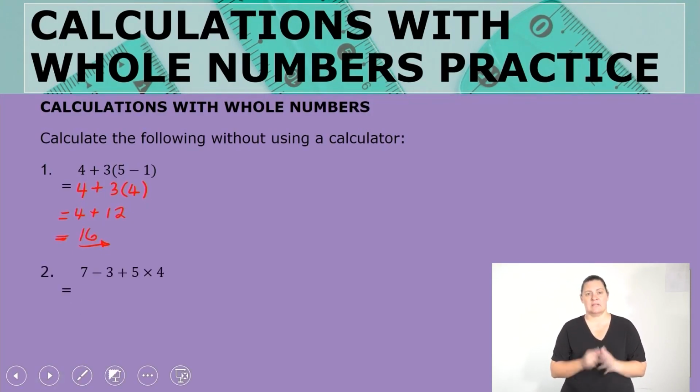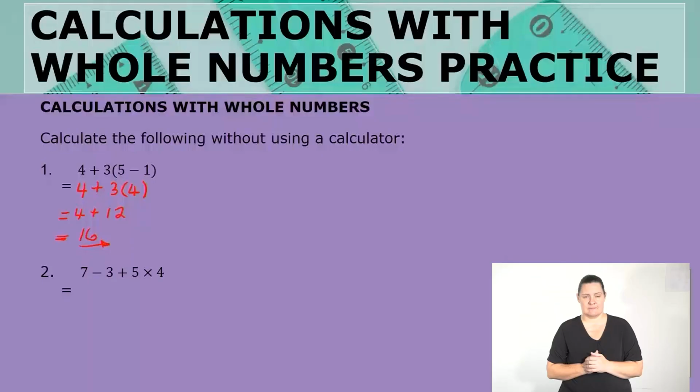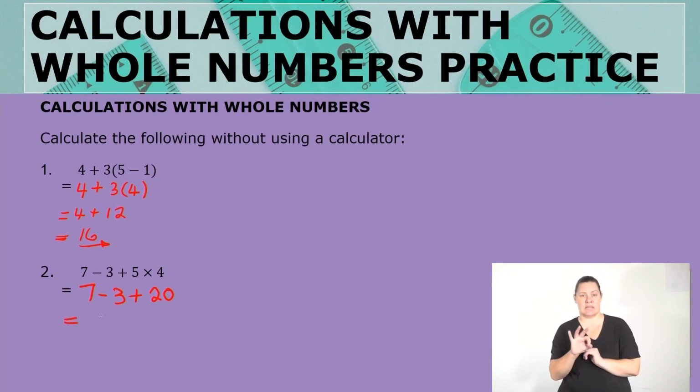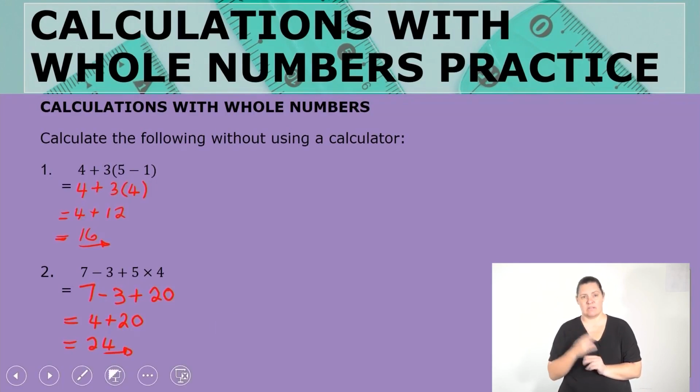We have there 7 minus 3 plus 5 multiplied by 4. Again, remember, we work on either sides of the addition or the subtraction. So now we have here 7 minus 3 plus, and then the 5 times 4 is one term. So we are going to multiply those two, and it's going to give us 20. So now we have 7 minus 3, which is 4, plus 20 gives us 24 as the final answer.